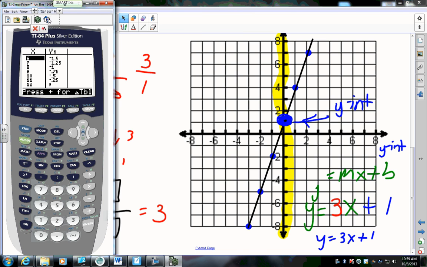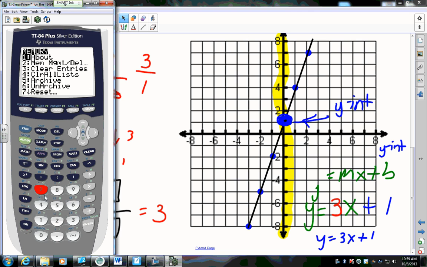And second, to clear it, second plus sign. Second plus sign. 7, 1, 2. Then I go to y equals, and I'll put in there 3x plus 1, and press graph. And it looks like it.